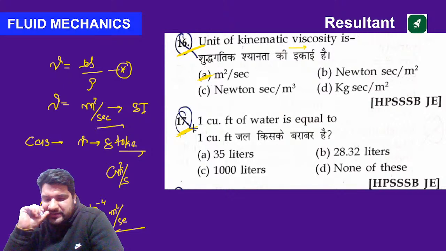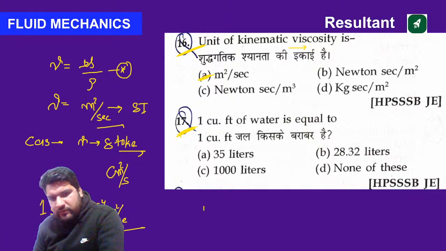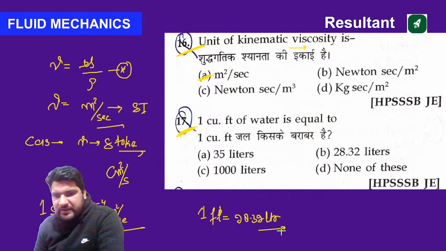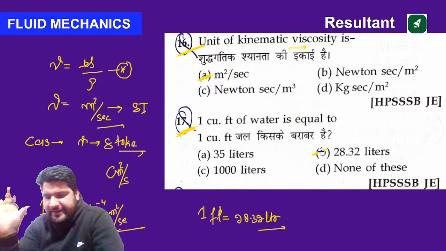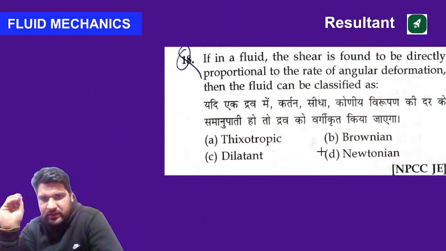So what should be the answer? One cubic feet of the water is equal to what? Always remember, 1 cubic feet of water is always equal to 28.32 liters. Remember this always. You can also calculate it, but for the JE examination you can remember this. It is 28.32 liters. Absolutely correct. Okay, next question.